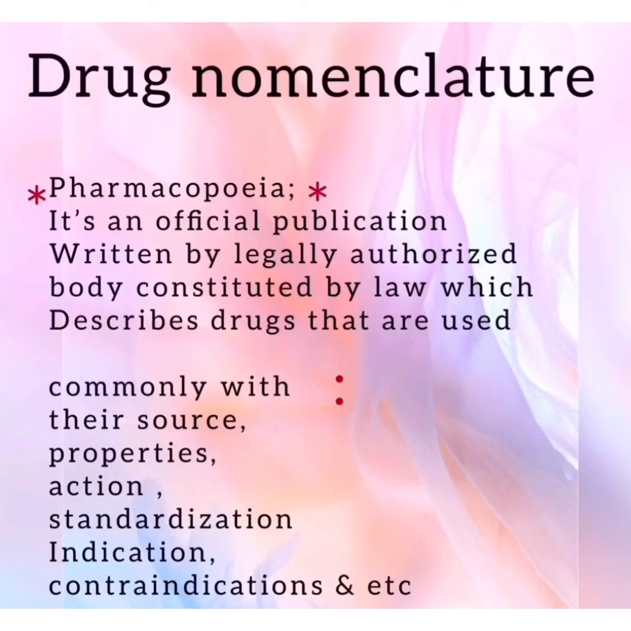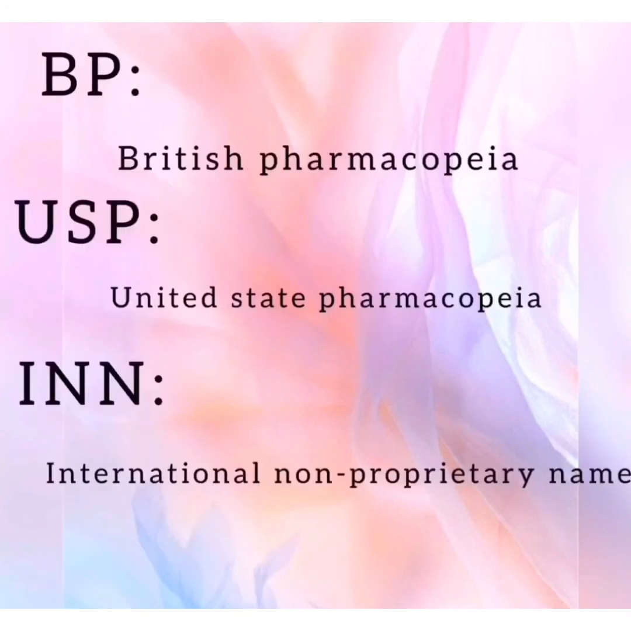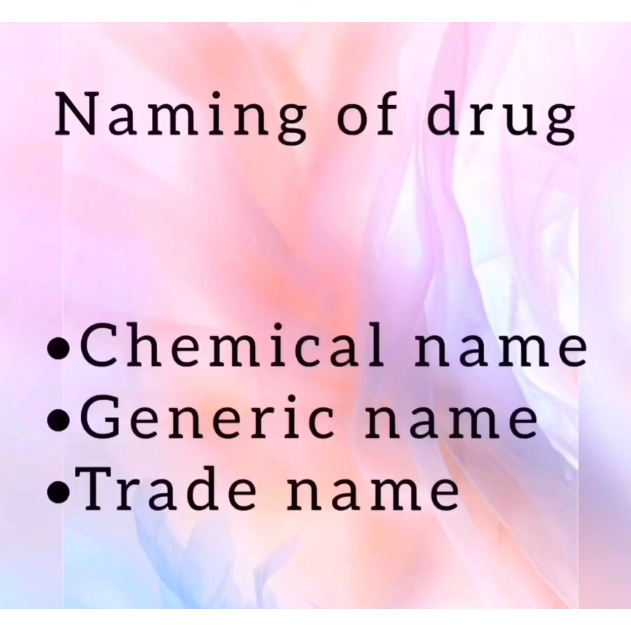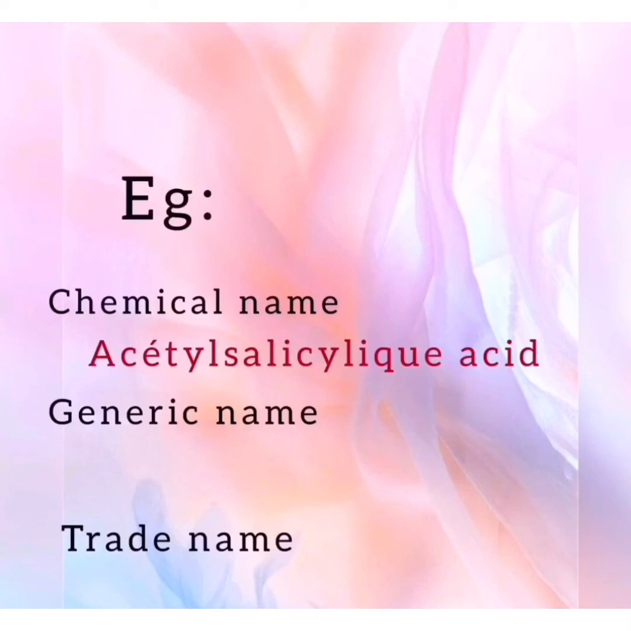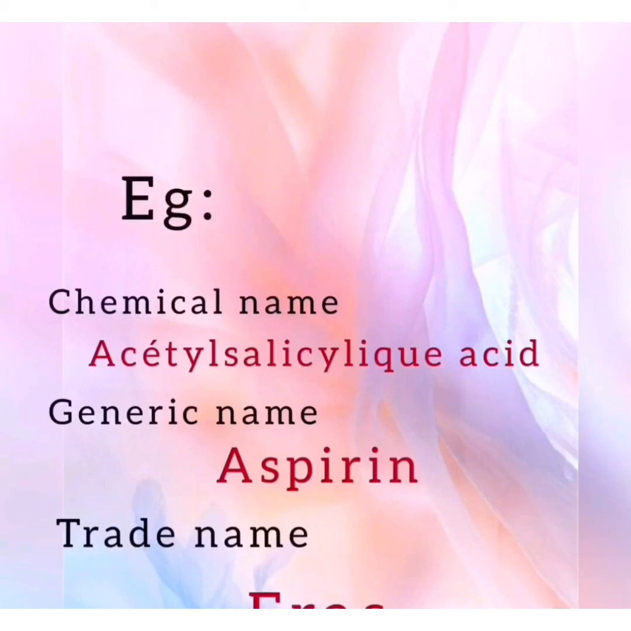Drug nomenclature. Pharmacopoeia, it's an official publication written by legally authorized body constituted by law which describes drugs that are used. For example, BP is British Pharmacopoeia, USP, United States Pharmacopoeia, and INN, International Non-Proprietary Name. Naming of a drug, we have three names for drug actually: chemical name, generic name, and trade name. Chemical name, for example, we have acetyl salicylic acid. The generic name is aspirin, and the trade name is ERS.